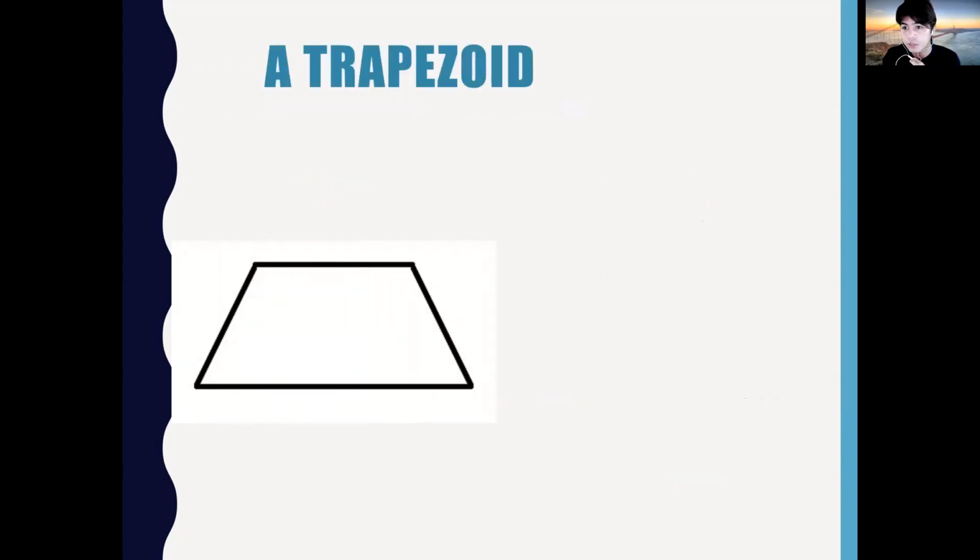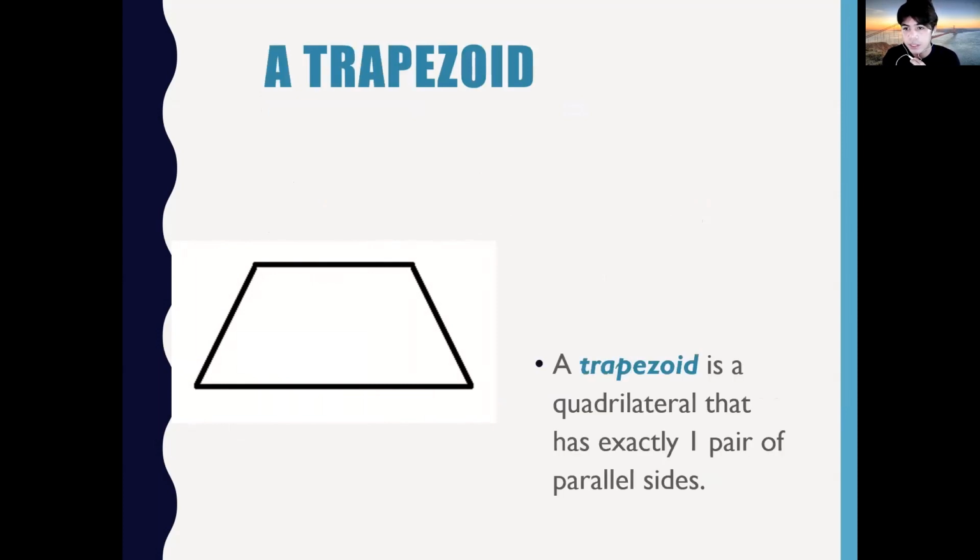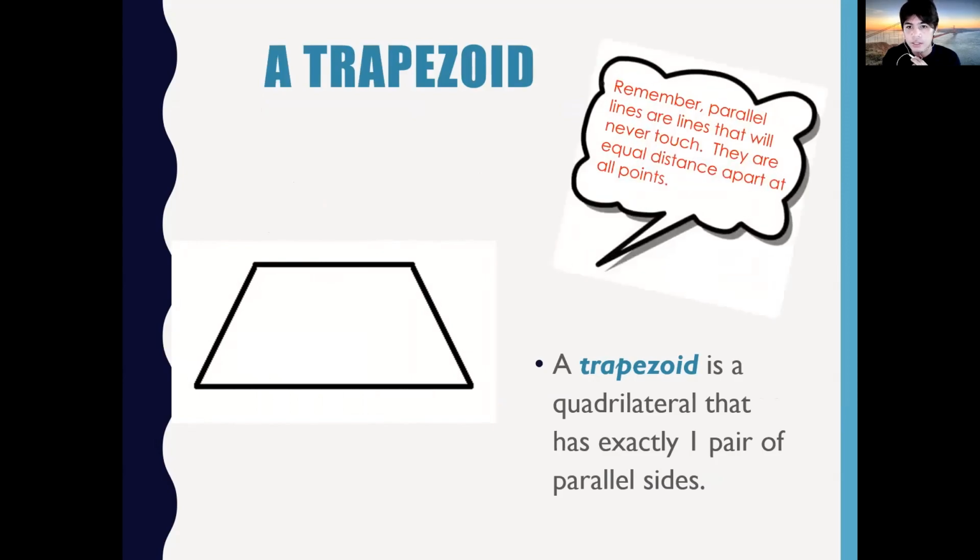Now let's proceed to the third quadrilateral. We have a trapezoid. A trapezoid is a quadrilateral that has exactly one pair of parallel sides. So we need to remember that parallel lines are lines that will never touch. They are an equal distance apart at all points. So in this figure, in this trapezoid, where are the two parallel sides? So we have here the upper and lower.